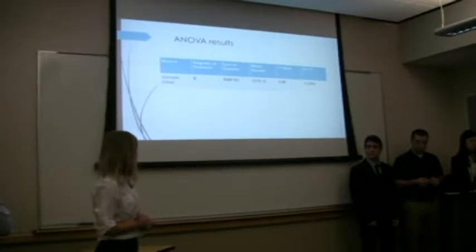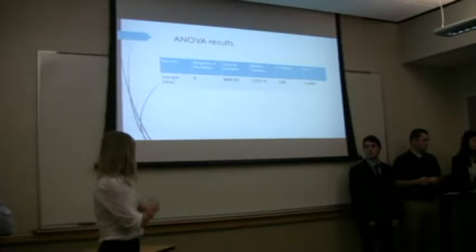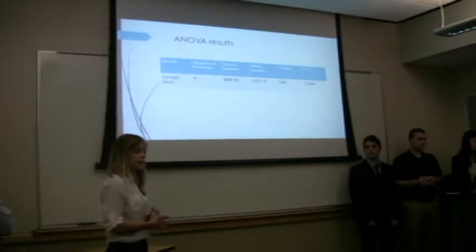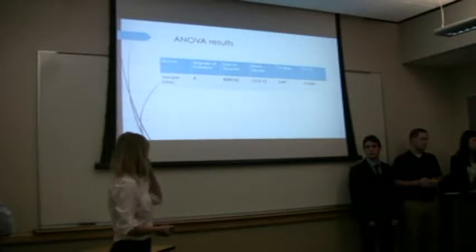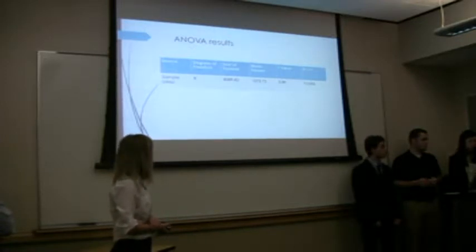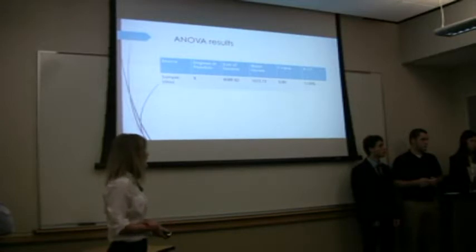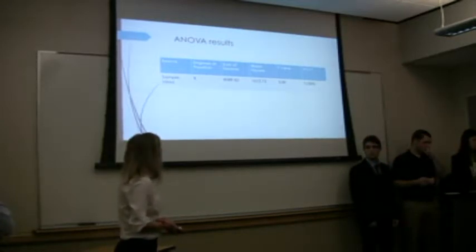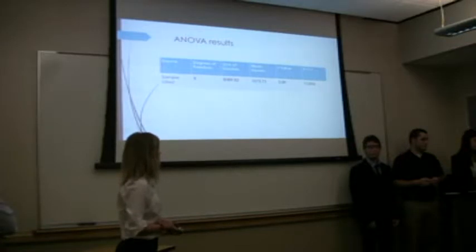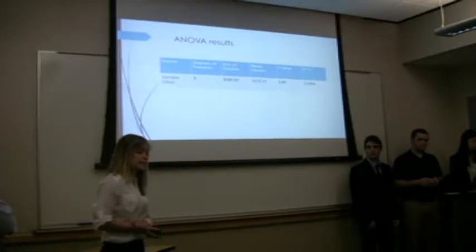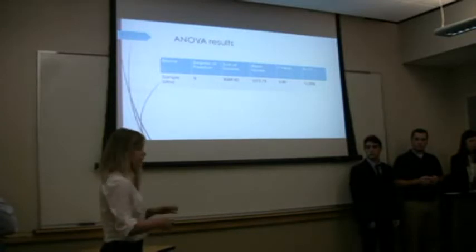So this is our ANOVA table that was given to us from the SAS program. Our treatment was the day. We had 8 degrees of freedom because we had 9 days, so it is 1 less than the total. The sum of squares was 8,589.82. Our mean squares was 1073.73. Our F value was 0.89, and our P value is 0.5296.